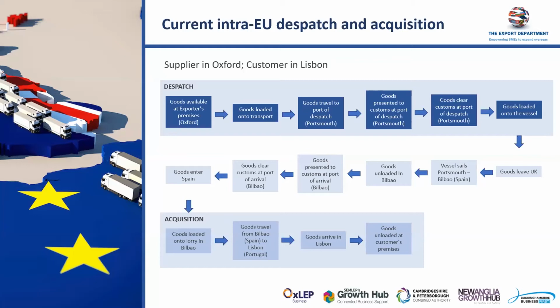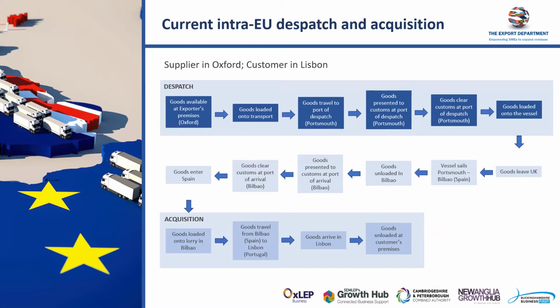Obviously, there are certain situations where this doesn't apply. So if they're coming into a customs warehouse or a bonded warehouse, and that duty and VAT is suspended until they're released into free circulation or re-exported, or perhaps they've come into a procedure like inward processing for processing or repair. Okay, so the example I've given here is we've got a supplier in Oxford and a customer in Lisbon.